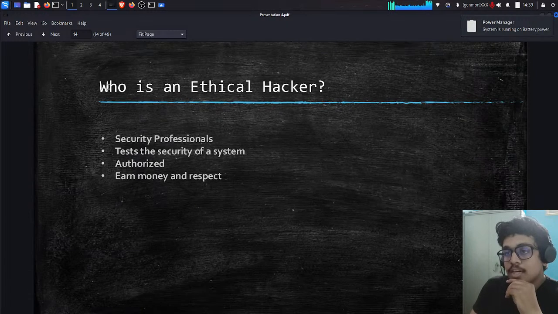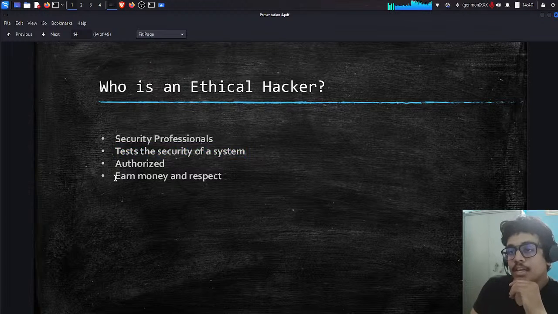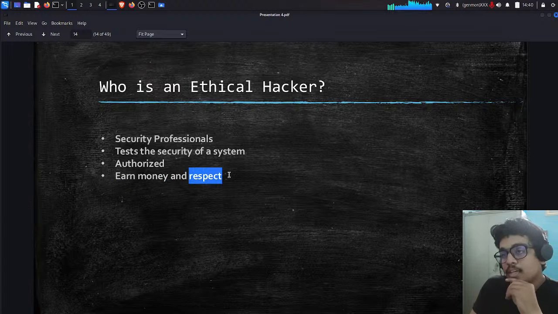So, who is an ethical hacker? We should know who is an ethical hacker. They are security professionals. They are trained in their field of hacking. They test the security of a system. They are authorized because they have the permission of the company. They earn a lot of money and they earn respect.